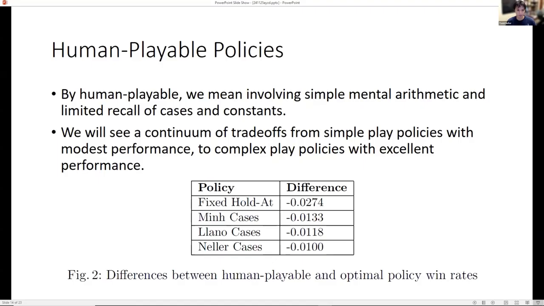So the table here introduces 4 different human playable policies that we have developed, and they range from the simplest one with a modest performance to the more complex one with a more excellent performance.